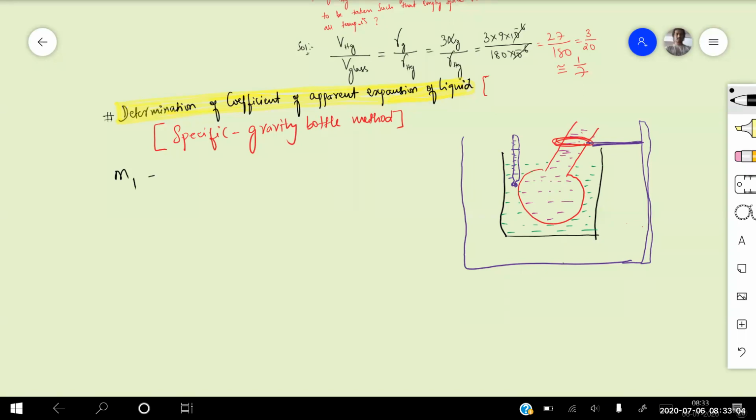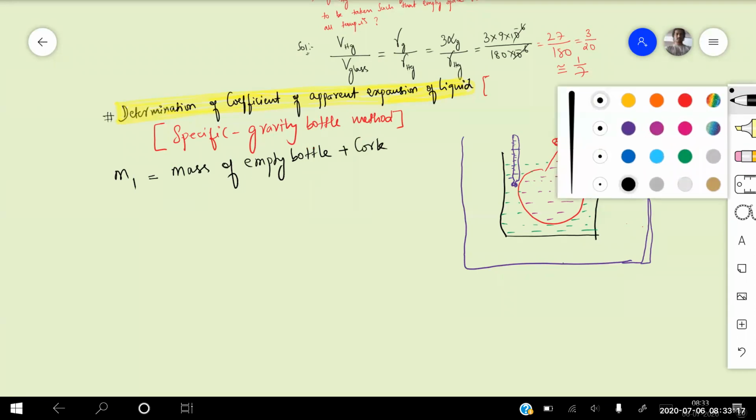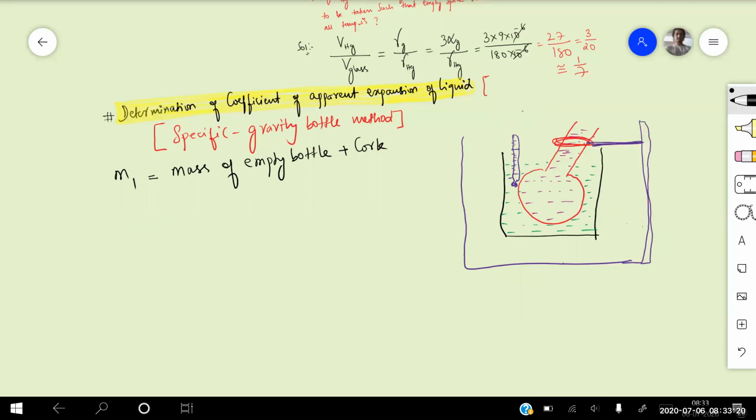So M1 is nothing but the mass of the empty bottle plus cork. This is also fitted with a certain cork like this. This one is your cork, and this one is your thermometer. So what is M1? Before filling the liquid in this, M1 is nothing but the mass of your empty bottle plus the cork.